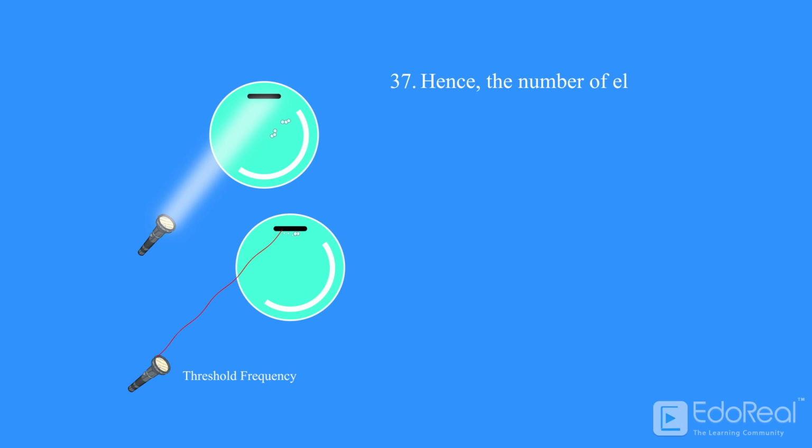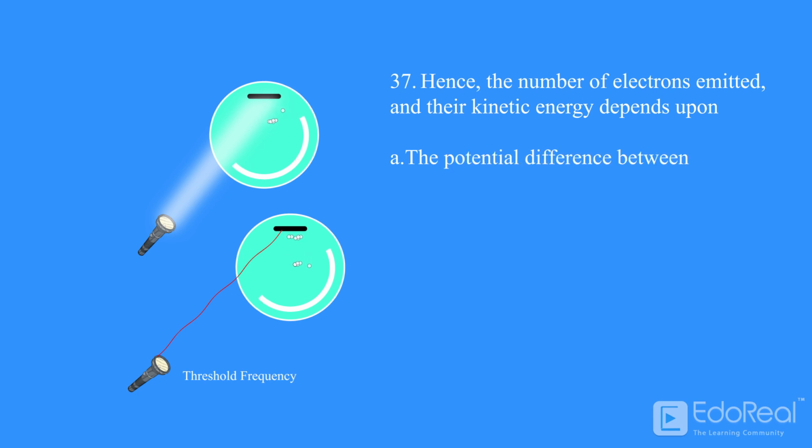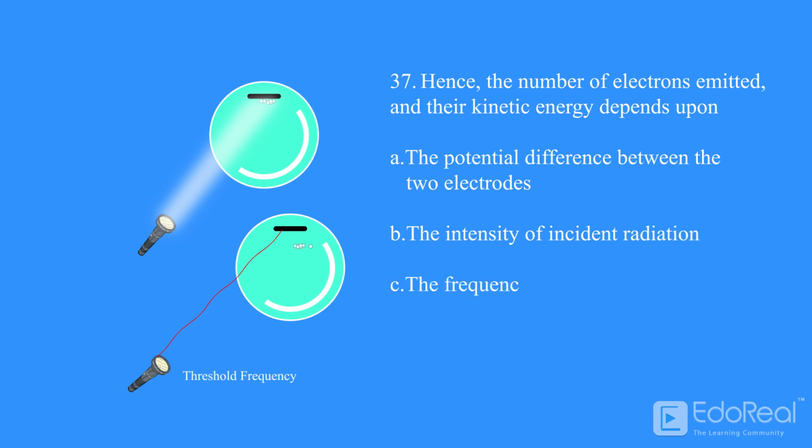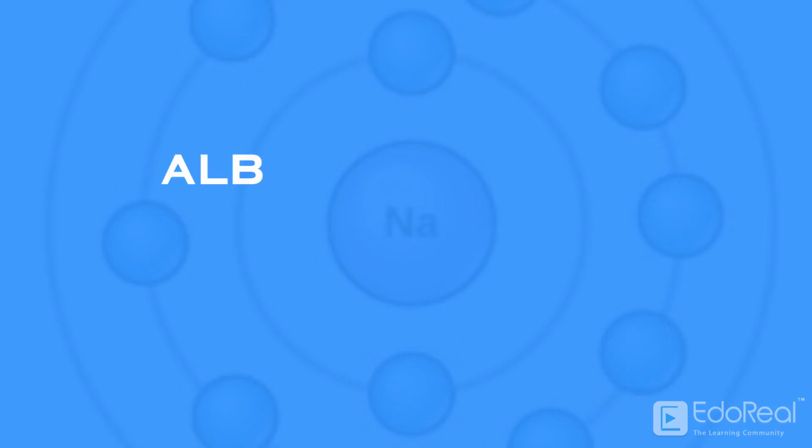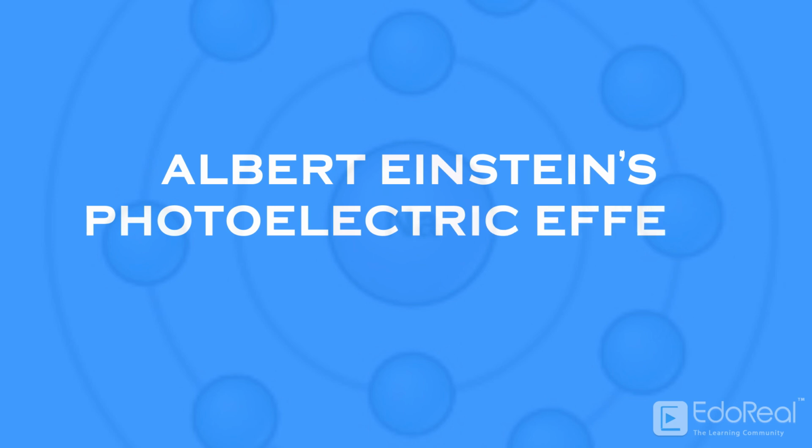Hence, the number of electrons emitted and their kinetic energy depend upon the potential difference between the two electrodes, the intensity of incident radiation, the frequency of incident radiation, and the photometal used. In this video, we have discussed the photoelectric effect.